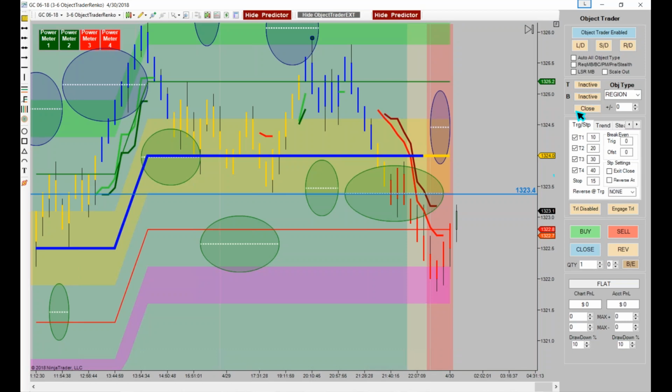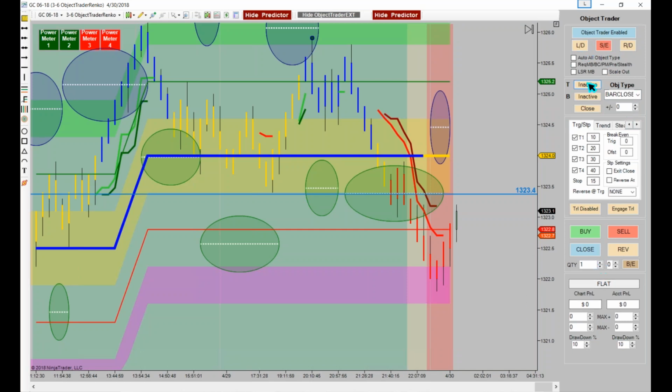Because bar close is just simply long enabled, short enabled, reverse enabled if you want to reverse. That's how easy a bar close trade is to do. So I'm going to leave these inactive just so you can see it. So bar close, we're looking at a short if we get resistance.